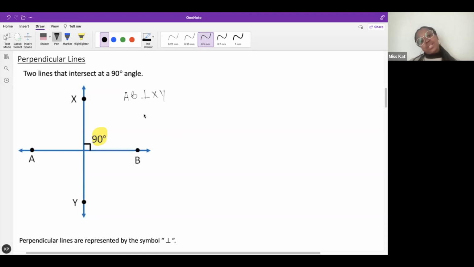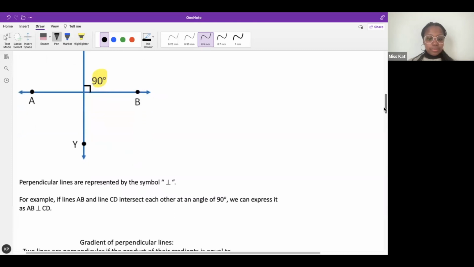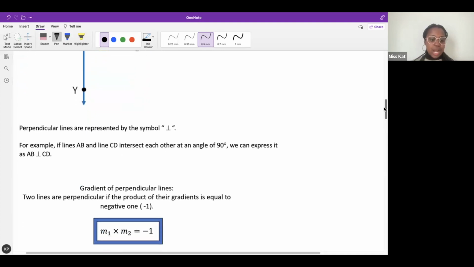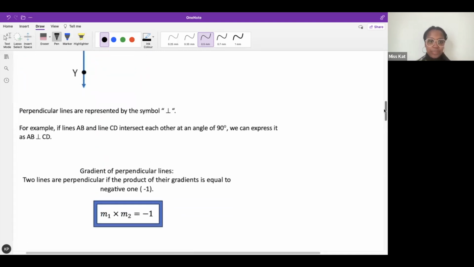If you're given an upside down T, that is the perpendicular symbol. It means where these two lines meet, we have a 90-degree angle. So if lines AB and CD intersect each other at a 90-degree angle, we can express it as AB upside down T, which means AB is perpendicular to CD. Now here's where the work starts.